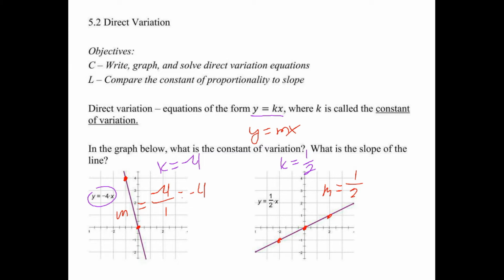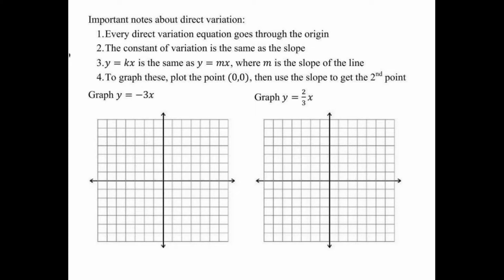They both go through the origin. Okay? So if I look at these important notes about direct variation, every direct variation equation goes through the origin. Every single one. So if you have y equals kx, an equation of this form, y equals some number times x, the graph of that equation will automatically go through the origin. Okay, that's actually very important.